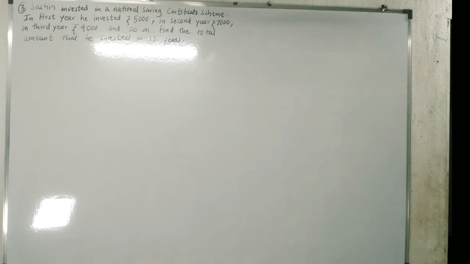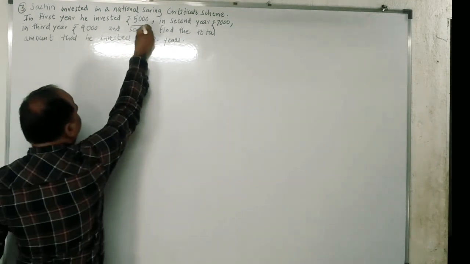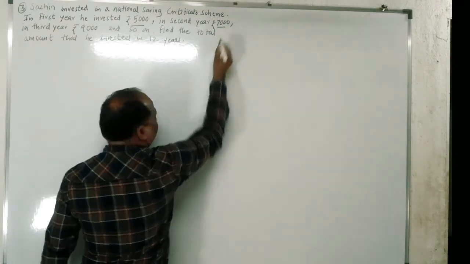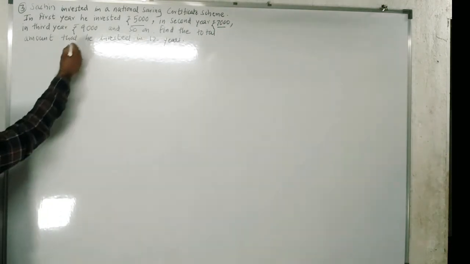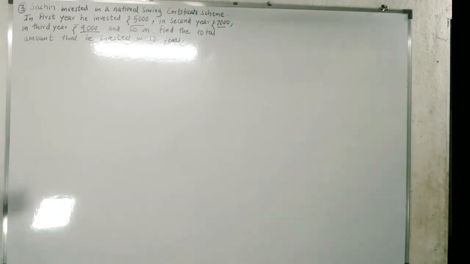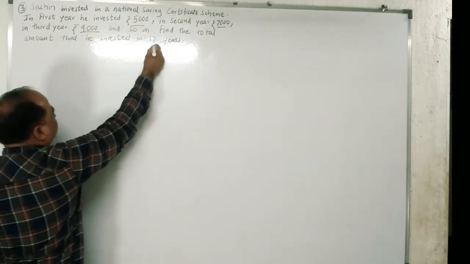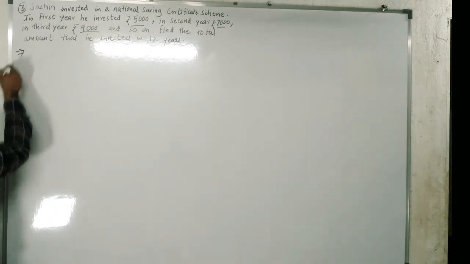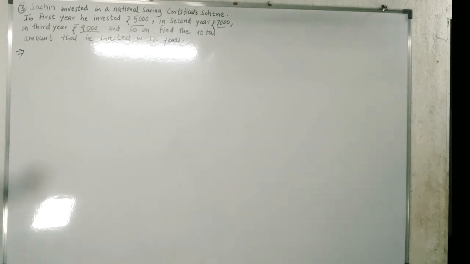Third example. Sachin invested in National Savings Certificate Scheme. In the first year, he invested rupees 5,000. In the second year, he invested rupees 7,000. And the third year, he invested rupees 9,000, and so on. Find the total amount he invested in 12 years. Now, if we observe the example, the amount invested is increasing by a constant 2,000. So the sequence is an arithmetic progression.